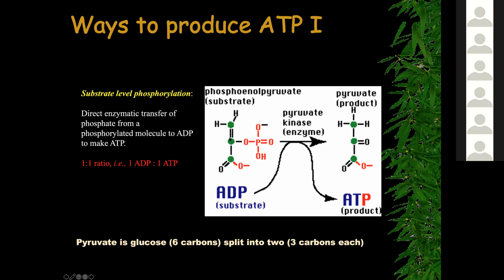So phosphorylated pyruvate, along with ADP, can undergo the transfer of the phosphate to ATP. So it's a transfer from one pyruvate molecule to another and generation of one molecule of ATP. That is substrate level phosphorylation.